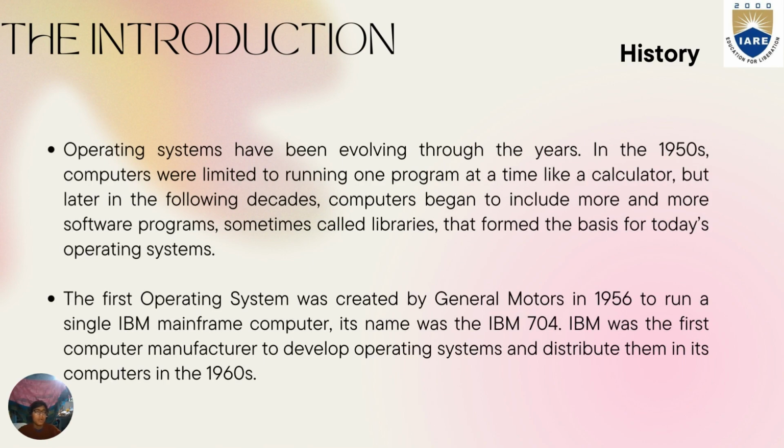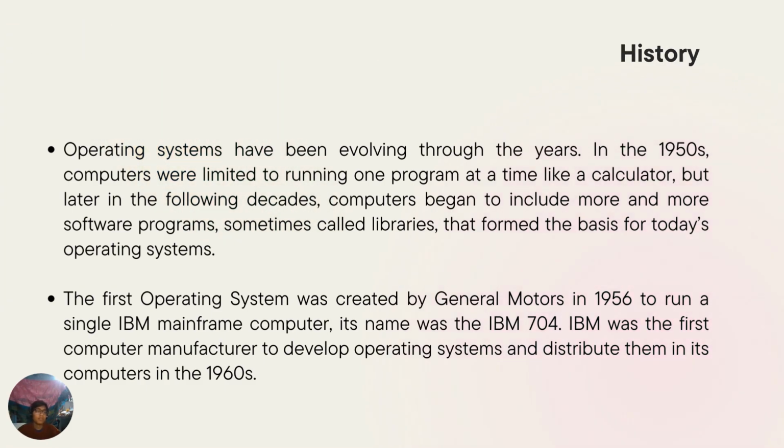So what's the history of the operating system? Operating systems have been evolving through the years. In the 1950s, computers were limited to running one program at a time, like a calculator, but later in the following decades, computers came to include more and more software programs, sometimes called libraries, that formed the basis for today's operating system. The first operating system was created by General Motors in 1956 to run on a single IBM mainframe computer. Its name was the IBM 704. IBM was the first computer manufacturer to develop operating systems and distribute them in its computers in the 1960s.